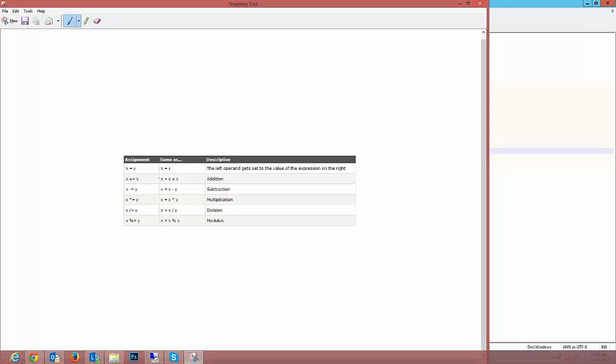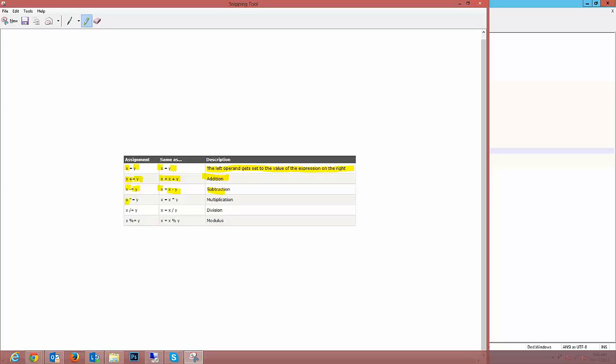So let's have a look at what we have here. We've got x and y. So x equals y is the same as x equals y. Now it says the left operand gets the set value of the expression on the right. So x plus equals y is the same as x equals x plus y. Okay. Now that's addition. Now the next one is x minus equals y, which is the same as x equals x minus y. And that's subtraction, of course.